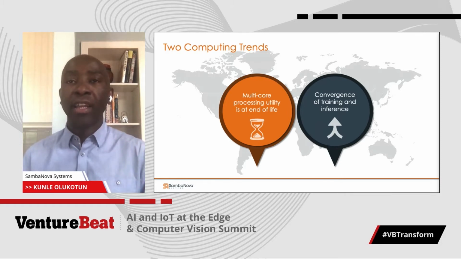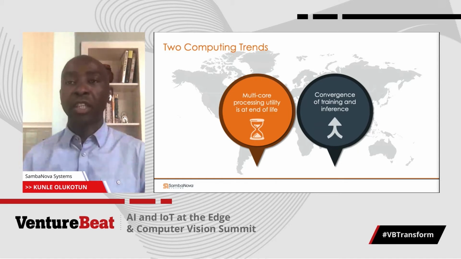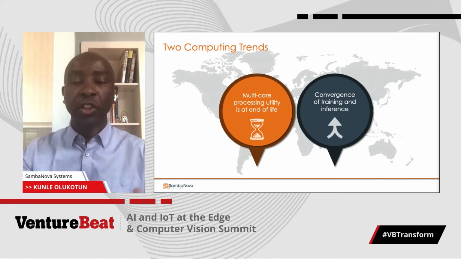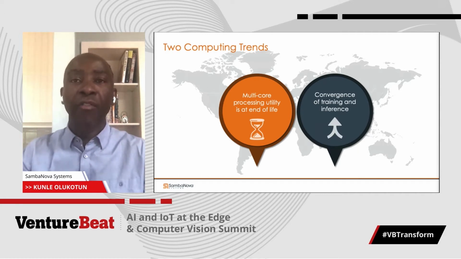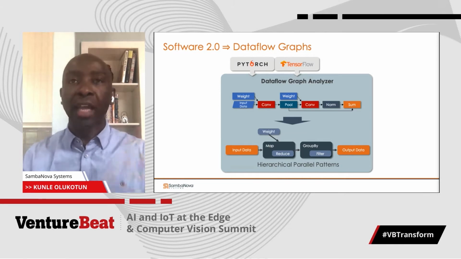The other big trend is the convergence of training and inference. Typically today, the types of accelerators used for machine learning training are different from the sorts of computation environments that you use to run inference. By bringing them together, you get a lot of benefits. These two computing trends are driving the design of the next generation of systems for machine learning and software 2.0. As I said, software 2.0 is all about data flow.